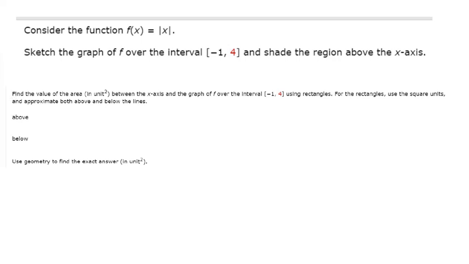Okay, so we're asked to sketch the graph of the absolute value of x over the interval -1 to 4. You can make a data table if you're not sure what the absolute value looks like, but if you plug in x equals -1, you get y equals 1. It starts there. If you plug in x equals 0, you get y is 0. If you plug in x is 1, you get y is 1. If you plug in x is 2, you should get y is 2, because we're taking the absolute value. So it should look something like this.